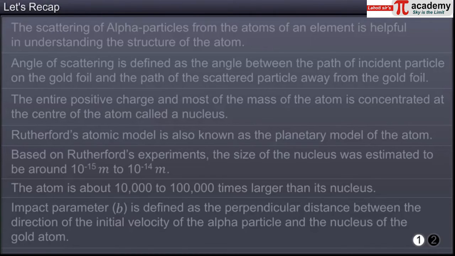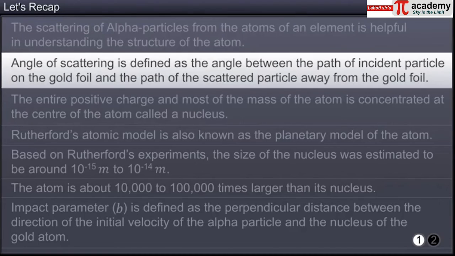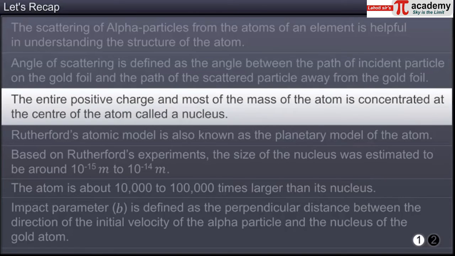You have now reached the end of this module. In this module, you have learned that the scattering of alpha particles from the atoms of an element is helpful in understanding the structure of the atom. Angle of scattering is defined as the angle between the path of the incident particle on the gold foil and the path of the scattered particle away from the gold foil. The entire positive charge and most of the mass of the atom is concentrated at the center of the atom called the nucleus.